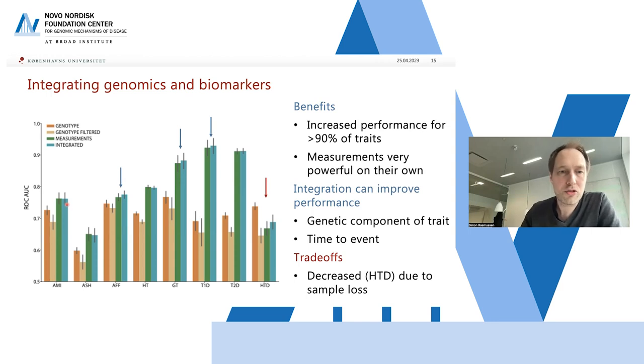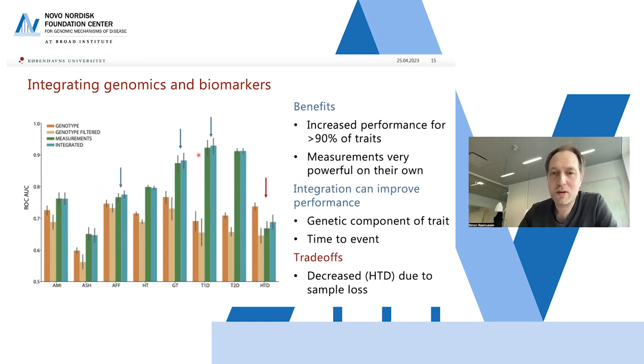And so the first thing we see is that it increases the performance for almost all traits to include the biomarker measurements. And I think this also makes sense. They are biomarkers for a reason, but also the biomarkers themselves are actually very powerful on their own. And only for a few of the traits do we actually see that the genetics improve. And I think here the improvement is actually not so big, right? And this, I think, can have various reasons.